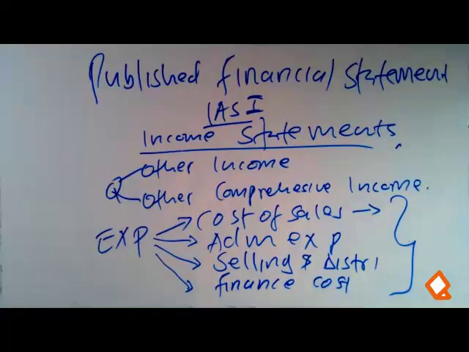Now, let me define what a published financial statement is. A published financial statement is a condensed and summarized financial statement ready for publication. So in this case, you'll not be showing everything. You'll just show a summary. For example, if you're dealing with the cost of sales and you have additional information, you do your additional information somewhere else, then sum up all of them and bring one item under cost of sales. The same for admin expenses, distribution, as well as the finance cost.